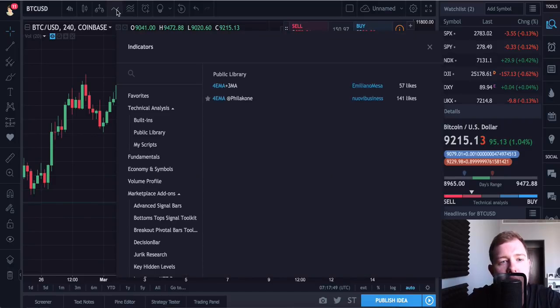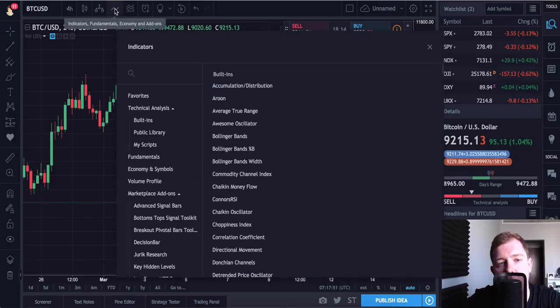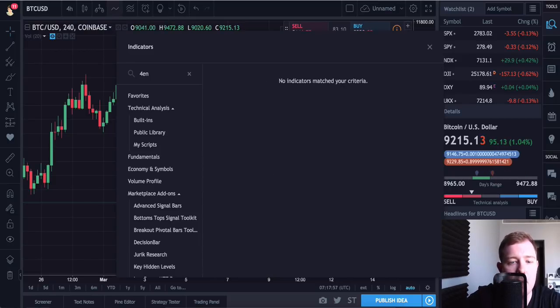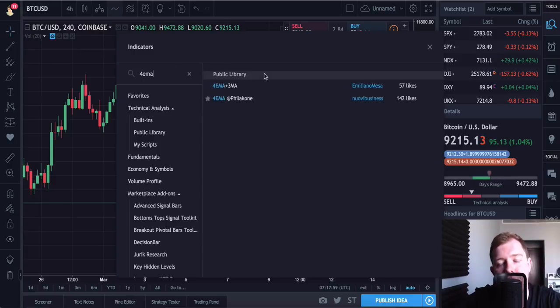So let's go over here to indicators. It may say indicators there for you, but just click on this squiggly line here. Now we're going to type in 4 EMA. Once we type the 4 EMA, we can see here I've got it starred. This is a favorite, and it's by this guy here.